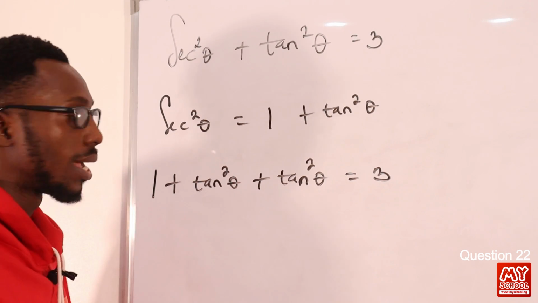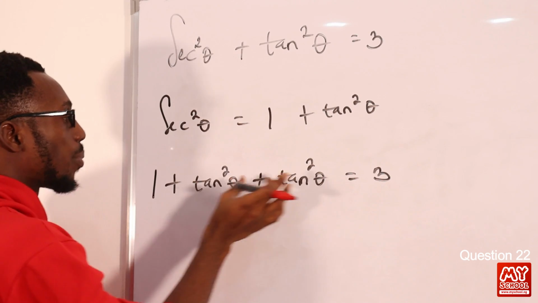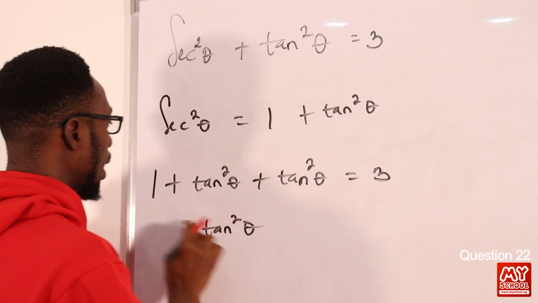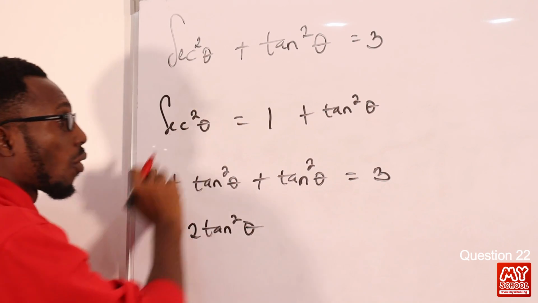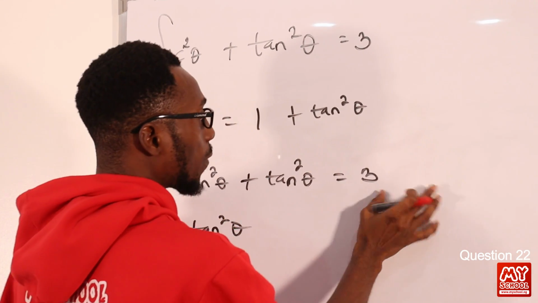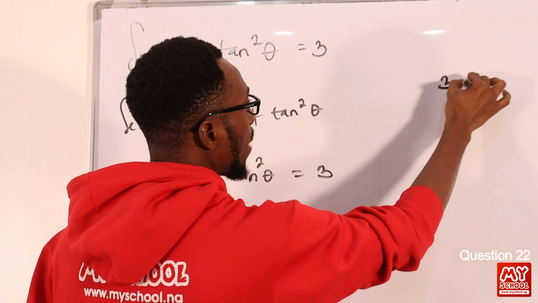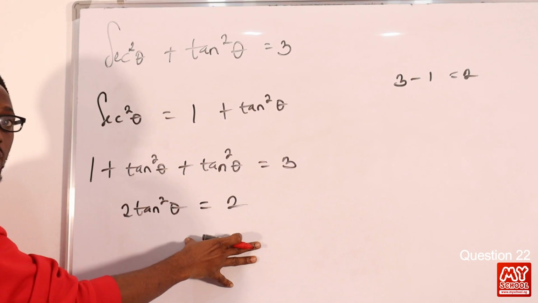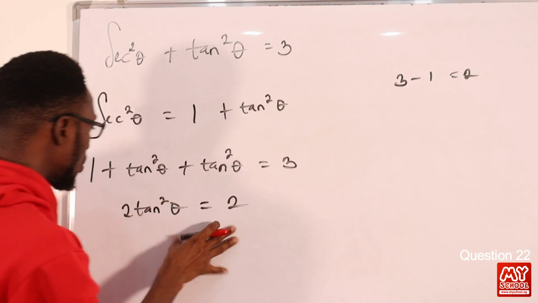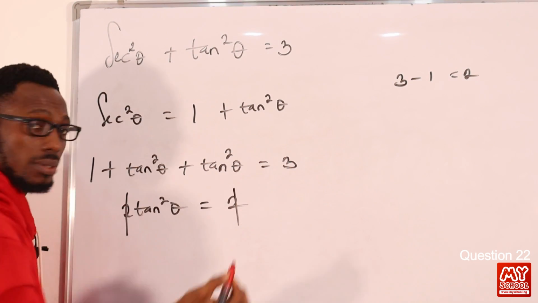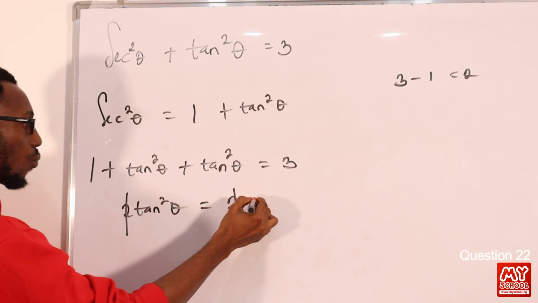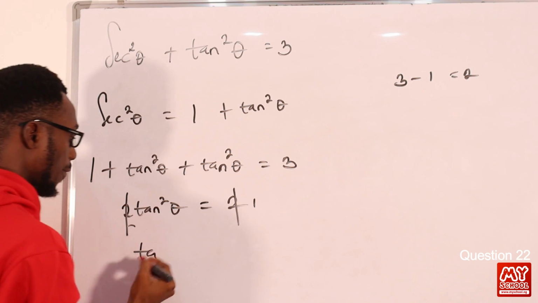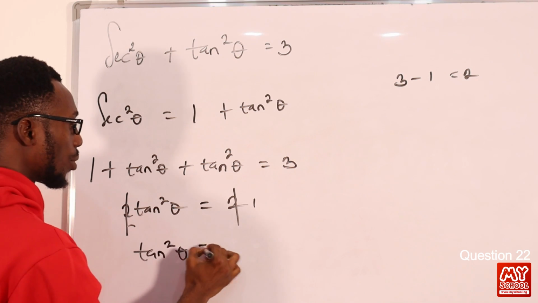So what can I do? I just have to collect like terms. Tan squared theta plus tan squared theta gives me 2 tan squared theta. And this 1, if it comes to the other side, becomes minus 1. So from the right hand side, I'm going to have 3 minus 1, and that is definitely 2. So what do we do? 2 cancels 2, so I have tan squared theta equals 1.